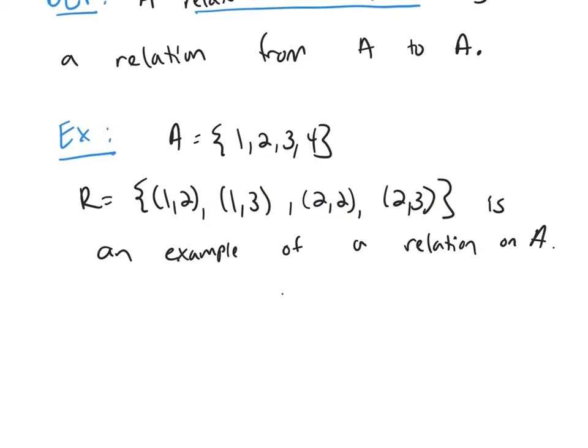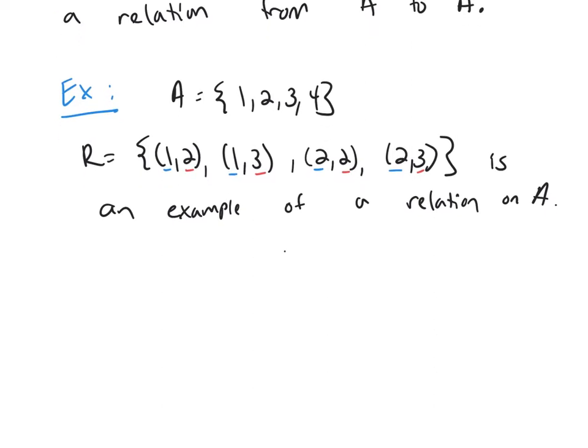So all of your first coordinates here come from A, and also your second coordinates are elements of A. So you're not really working with two sets, you're really just working with one single set A. So let's look at another example here.